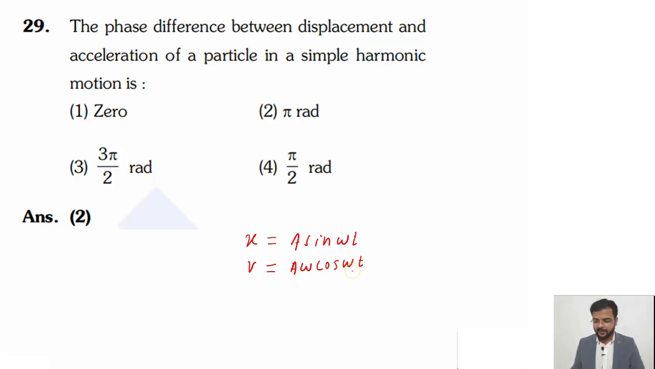After that, if I differentiate this equation again, then what will I get? Acceleration, and acceleration can be written as minus a omega square sine omega t. So see here the negative sign is coming. If you remove this minus sign, you have to add pi over here. So the phase difference between this and this will be what? Pi radian. Correct or not? Simple mathematics, if I apply over here, then what I get? Pi radian. So answer number 2 is correct over here. Let's see the next question.